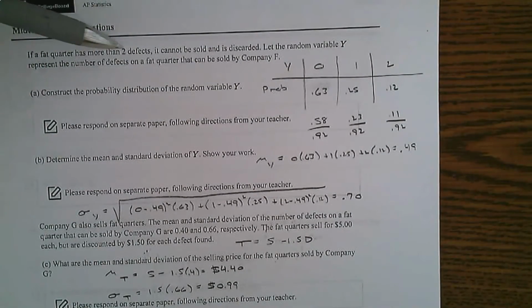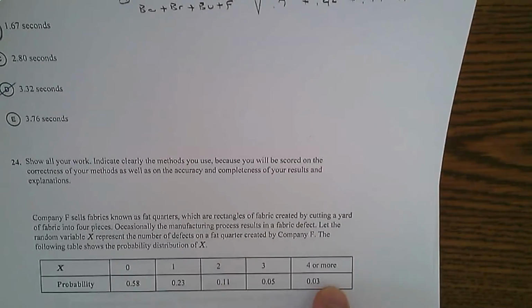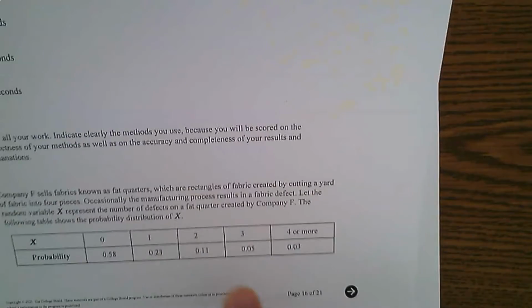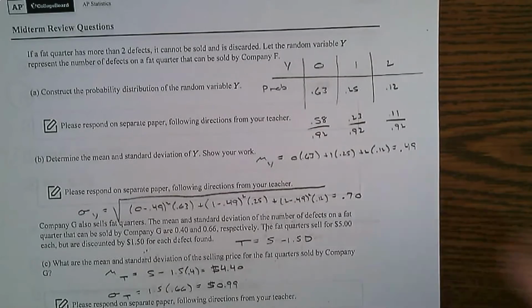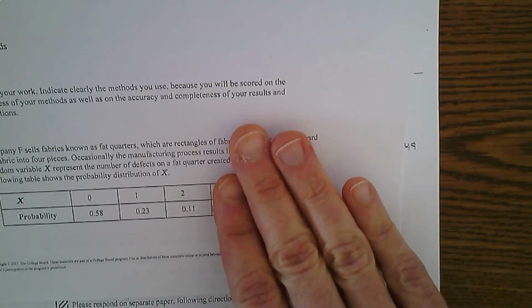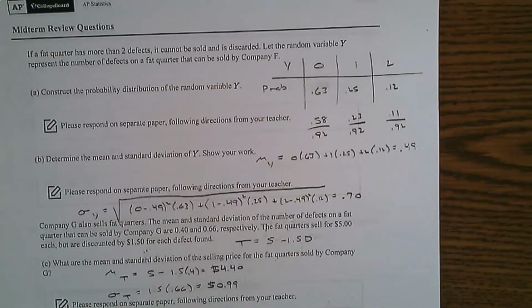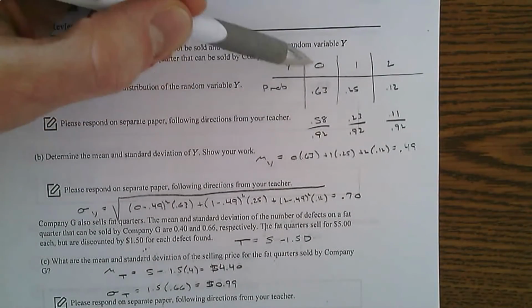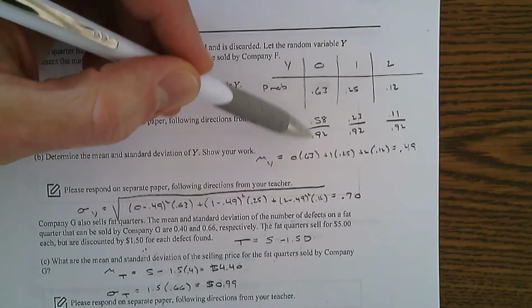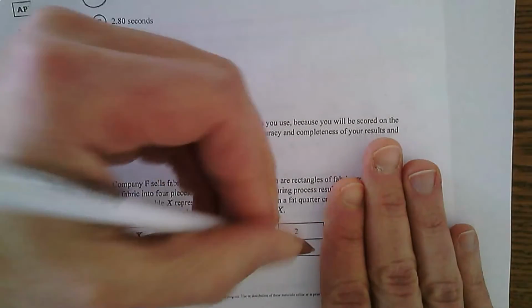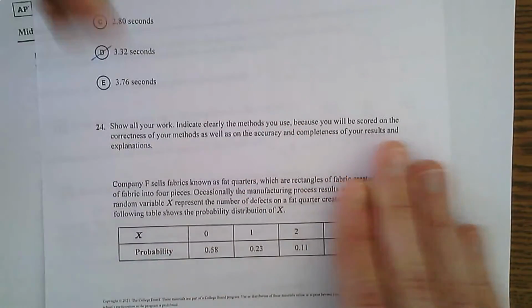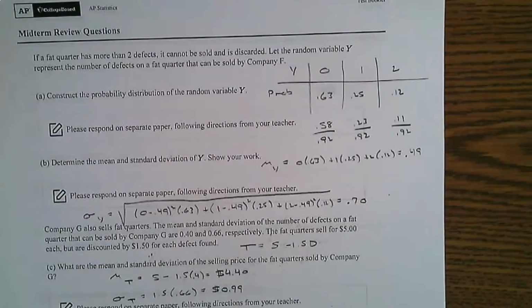If a quarter has more than 2 defects, so the reason this is important is that's given. Given it has more than 2 defects, it's sold and cannot be sold and it's discarded. More than 2, so I'm getting rid of these, and I'm only looking at the 92% of the fat quarters that are sellable. So that's why I'm taking the probability of 0 defects as 0.58 divided by the 0.92. Again, the 92% is coming from the ones that are not defective to the point where they can't be sold. And I'm doing the same for 1 and 2 defects.